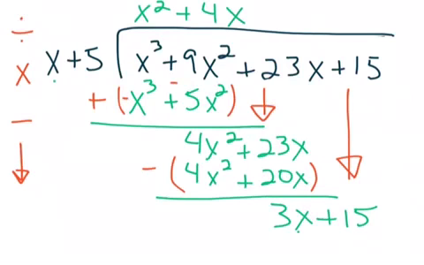3x divided by x gives me positive 3. And then I'm going to multiply. I get 3x plus 15. When I subtract, I get 0. So this is going to be my final answer. x squared plus 4x plus 3.